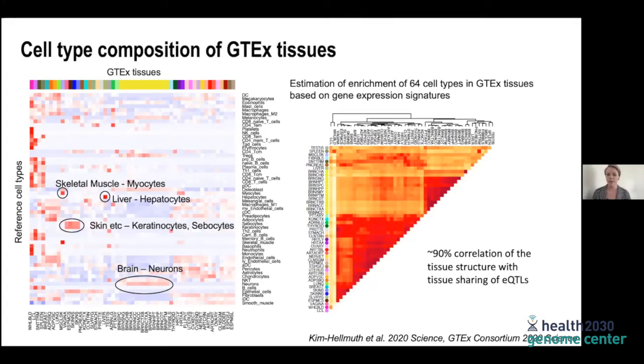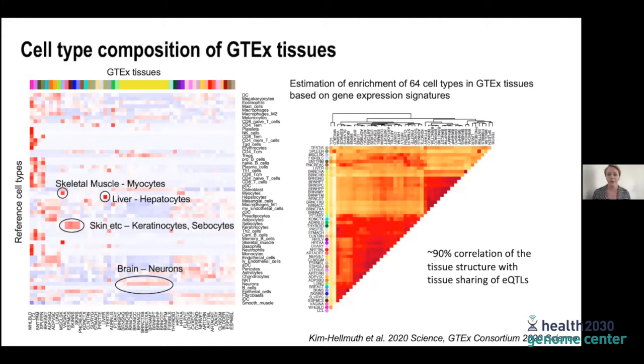And if you look deeper into this heat map, you can see that it is actually extremely similar to the heat map of eQTL effect size sharing between tissues that I showed on the previous slide. They're about 90% correlated, which shows that a lot of the tissue sharing of genetic regulatory effects is actually driven by sharing of cell types between different tissues, which makes biological sense.